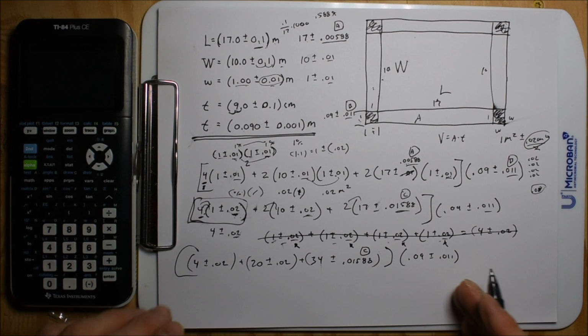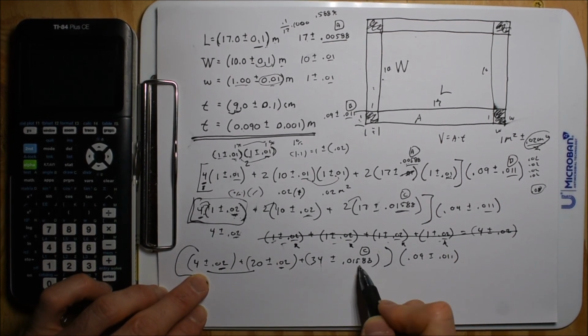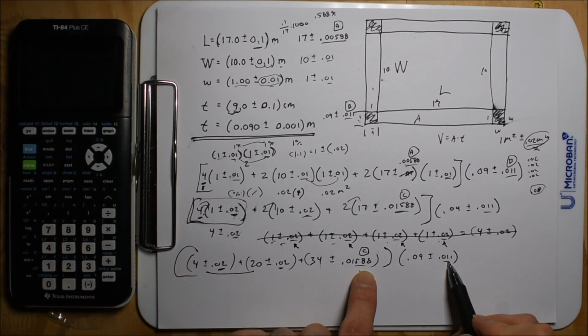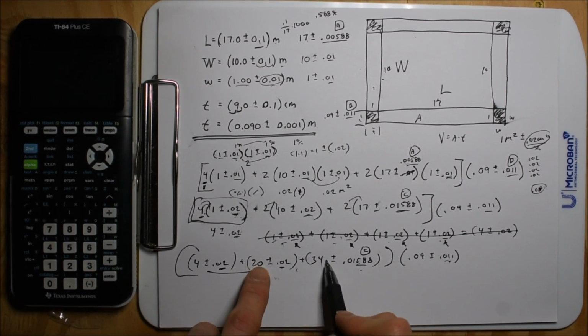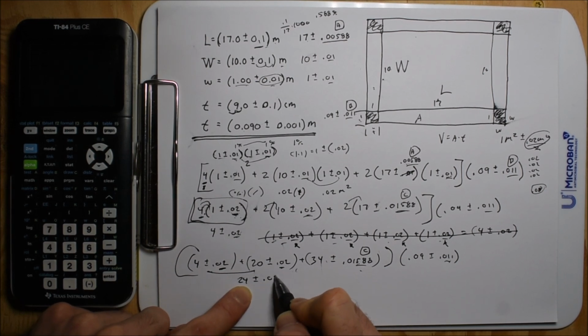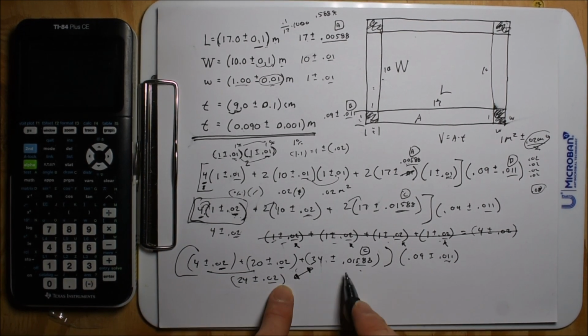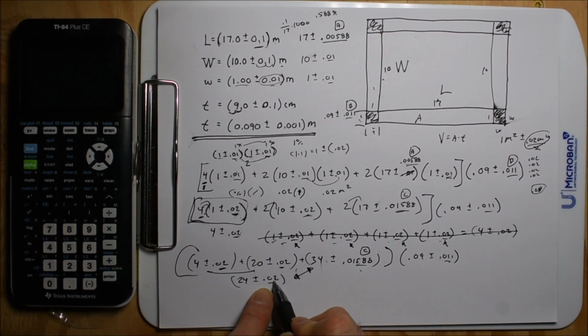Okay, so now we run into our issue. We can add these two together because they're the same fractional uncertainties. I'm going to underline the fractional uncertainty, but we can't add these two together. So let's do that. So we got 24 plus or minus 0.02 for our fractional uncertainty. And we need to add it to that number right there. We can't add these together because the fractional uncertainty is different.